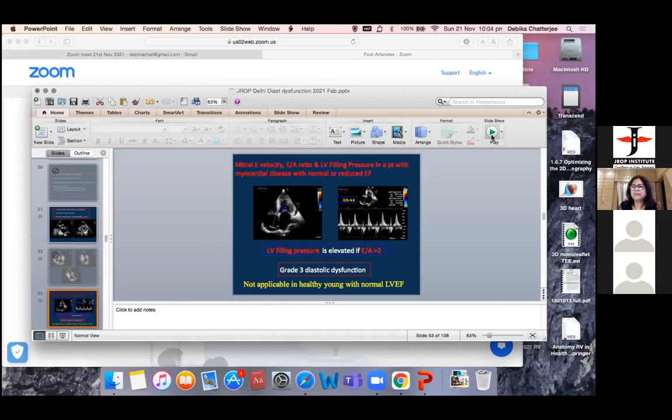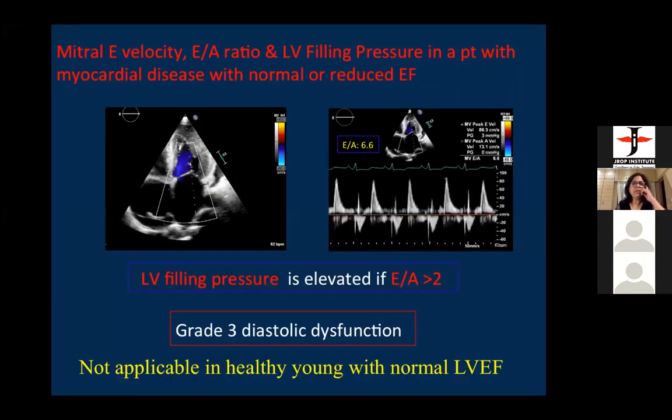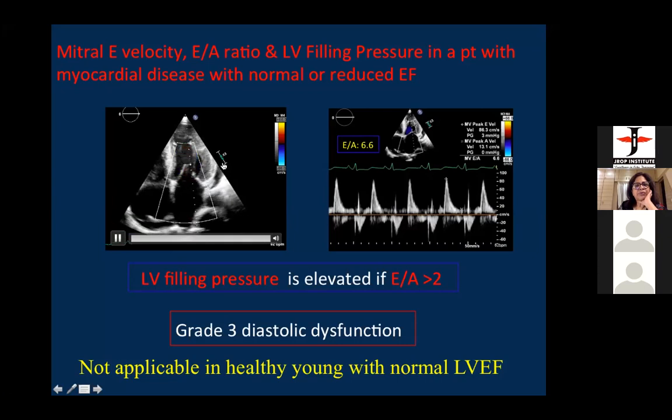Here is the example. So this is the apical four-chamber view. I have put the color flow to guide my cursor, and then I place the sample volume at the level of the tip of the mitral valve leaflets, with pulsed wave Doppler. So in the restrictive pattern, there is a very tall E, short deceleration time, and small a. The A is almost tiny, you see.